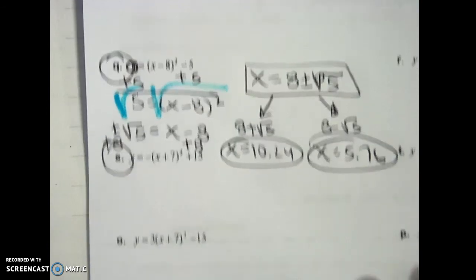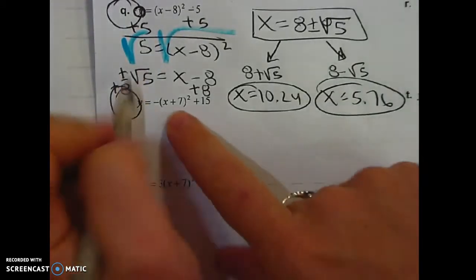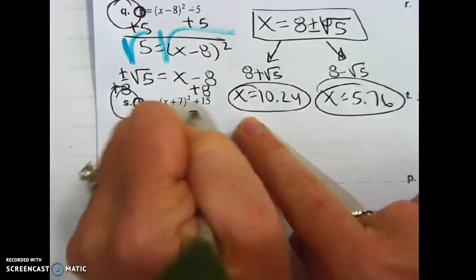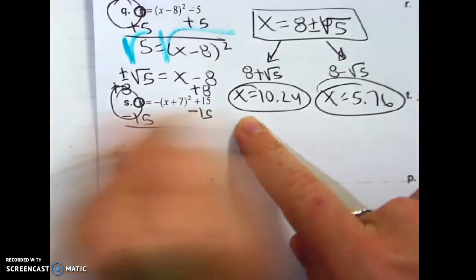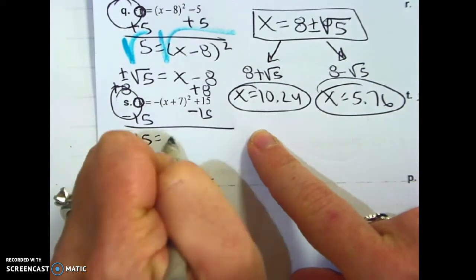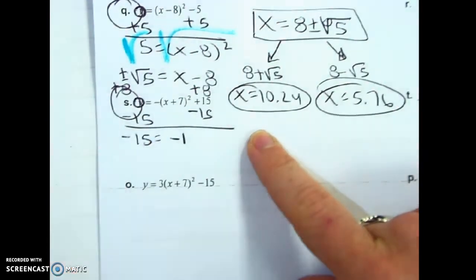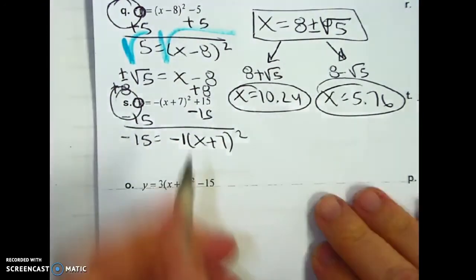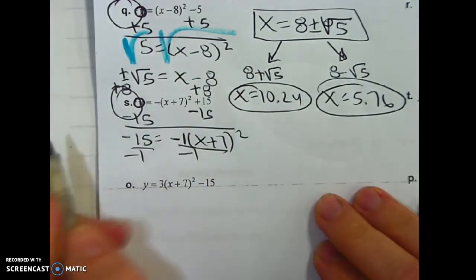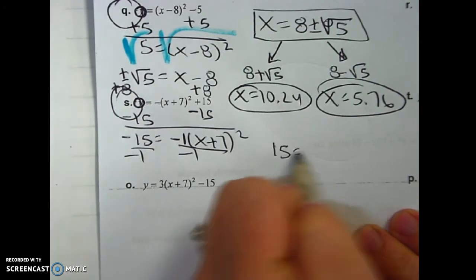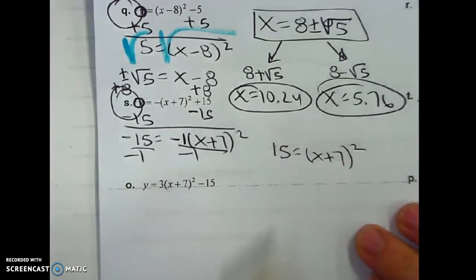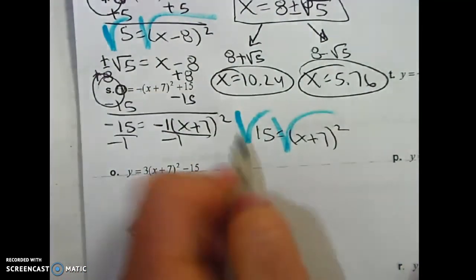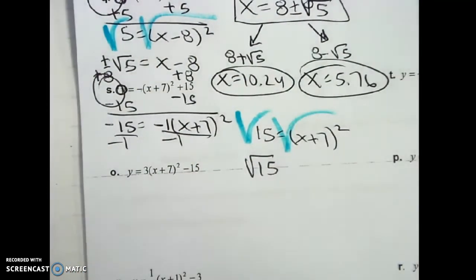Okay? Let's do one more, and then I'll let you go. Actually, I might do 2. Set this equal to 0. Subtract 15. Subtract 15. Negative 15 equals negative, which means there's an imaginary negative 1 there. X plus 7 squared. The negative 1 is touching. Divide by negative 1. 15 equals x plus 7 squared. Now it's just a squared, square root, square root. I can't take the square root of 15, so I leave it.